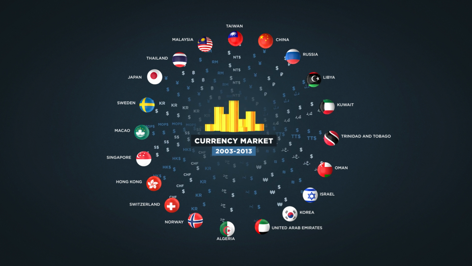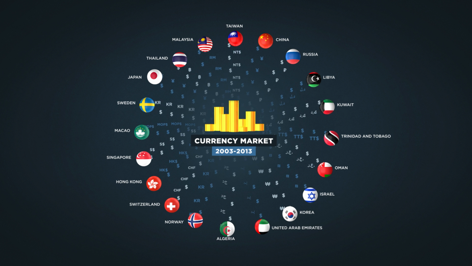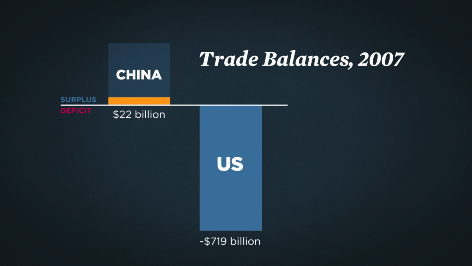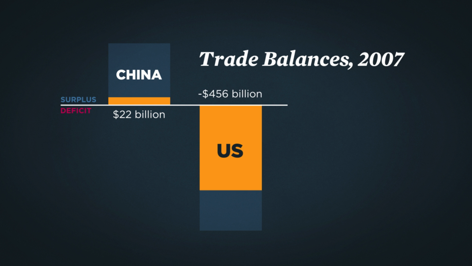New research shows that currency manipulation by China and other countries was the leading cause of record trade imbalances during this time. Looking at 2007, for example, if China had not manipulated its currency, it would not have had a large trade surplus. And if China and other countries had not intervened so much, the U.S. trade deficit would have been 35% smaller.